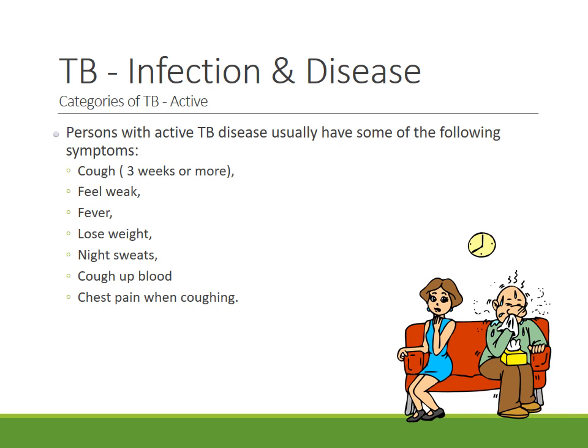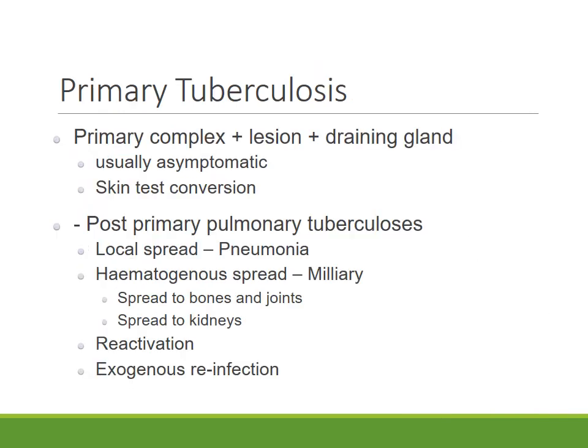Persons with active TB disease usually have some of the following symptoms. Cough 3 weeks or more. The patient usually feels weak, there is fever, loss of weight, night sweats, cough up blood, chest pain when coughing. Primary tuberculosis: primary complex plus lesion plus draining gland, usually asymptomatic, skin test conversion.